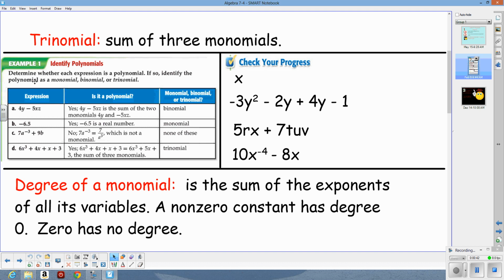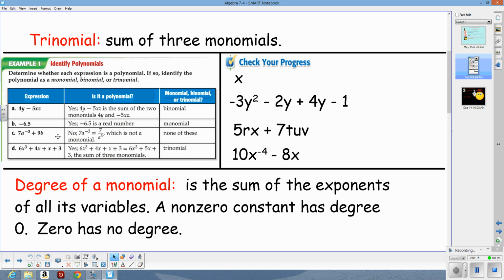In example 1, it says determine whether each expression is a polynomial. If so, identify the polynomial as a monomial, binomial, or trinomial. This first example right here is a polynomial, and it's a binomial because it's the sum of two monomials. The next example, negative 6 and 5/10, is a polynomial, and it is a monomial.